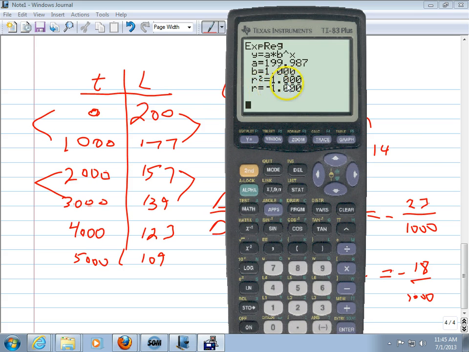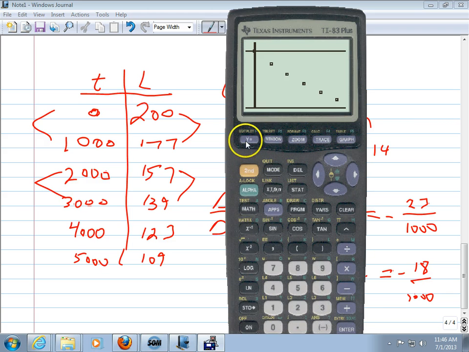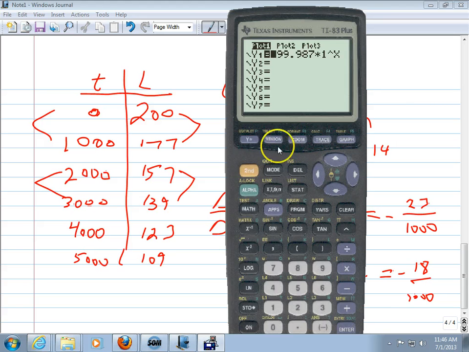It's saying that b is 1, really? Okay. Let's see how that graphs. Whoa. What happened? What happened is it's graphing this. But that's not right. See, what's wrong with this? A was 199.987 something, but B was not 1. B was not 1, was it? Look, let's do it again.